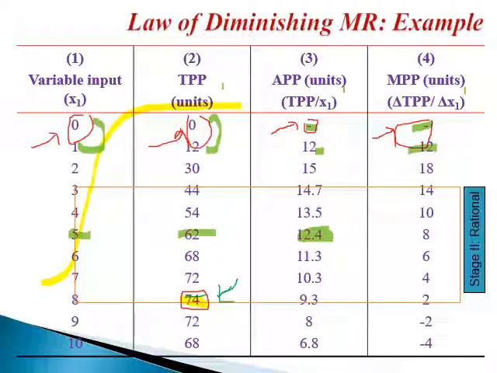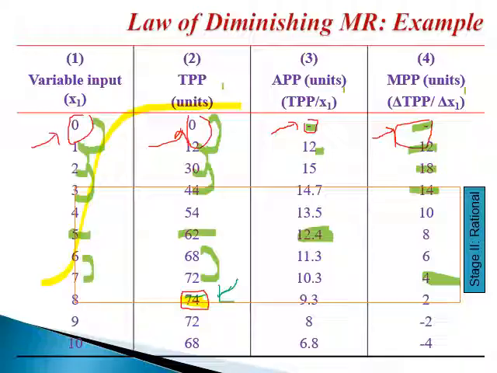So 12 minus 0 divided by 1 minus 0 is equal to 12. I put it right here. What about this 18 right here? This 18 is 30 minus 12 divided by 2 minus 1. What about this 14? This 14 is 44 minus 30 divided by 3 minus 2. What about this 4 right here? This 4 is 72 minus 68 divided by 7 minus 6, and so on.